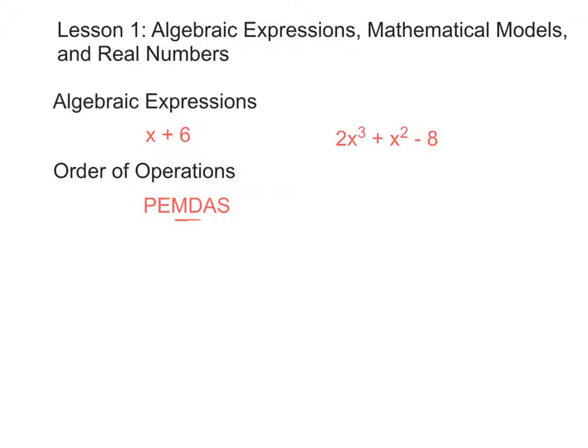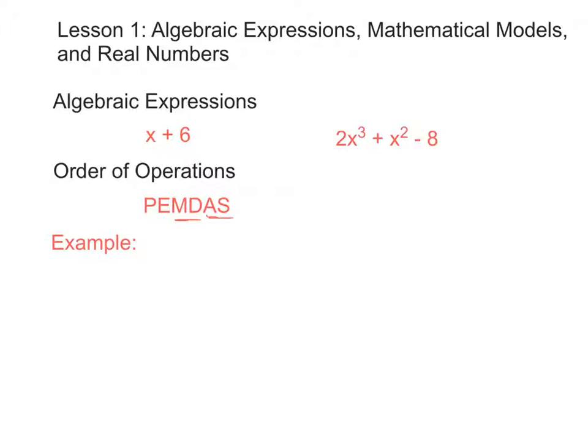Finally, AS refers to addition and subtraction. In this case, again, if all you've got left is addition and subtraction, you go left to right and perform those operations. Even if subtraction is first to the left and addition is to the right, you'll do subtraction first and addition to the right.